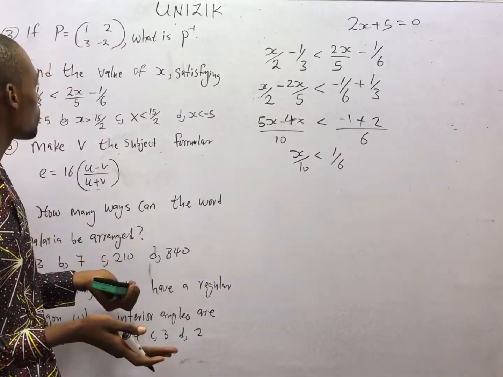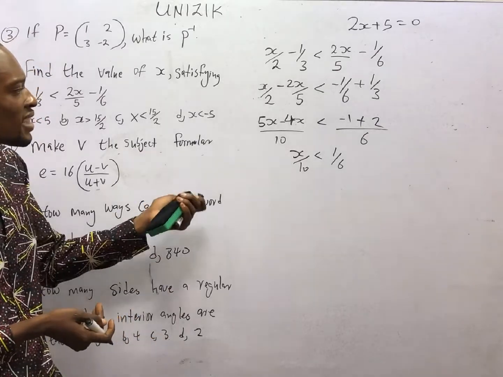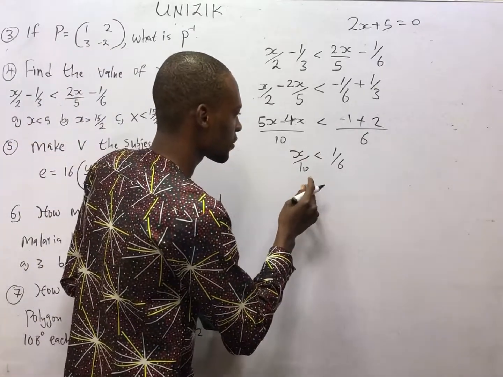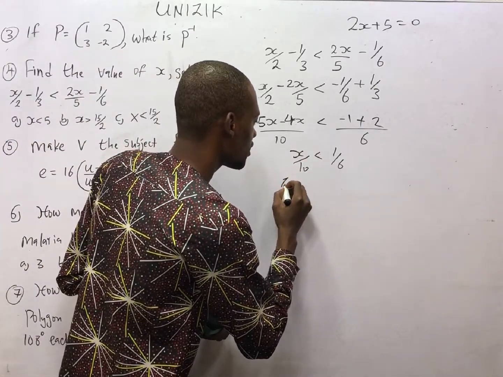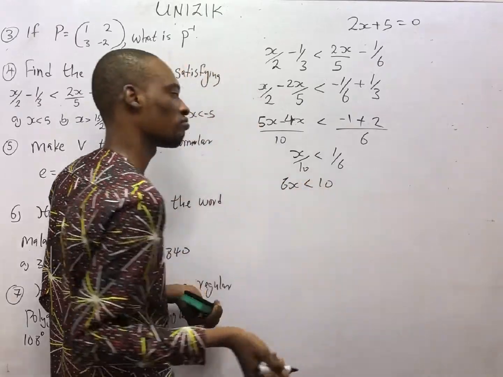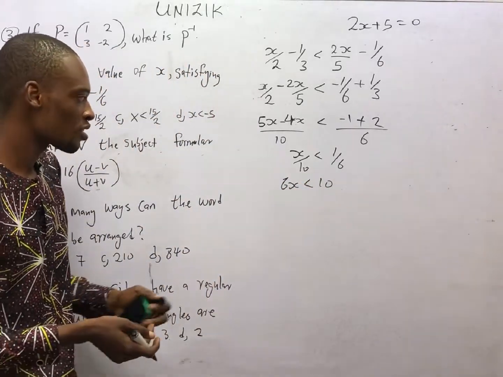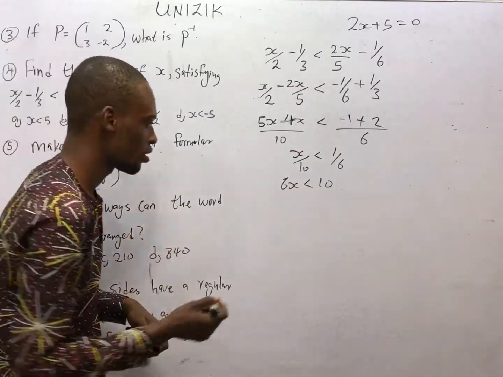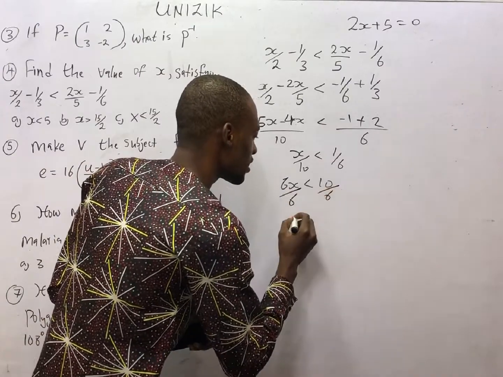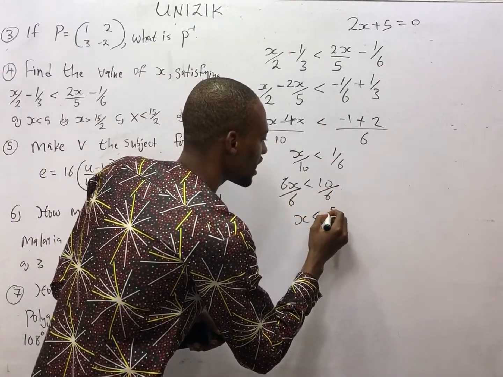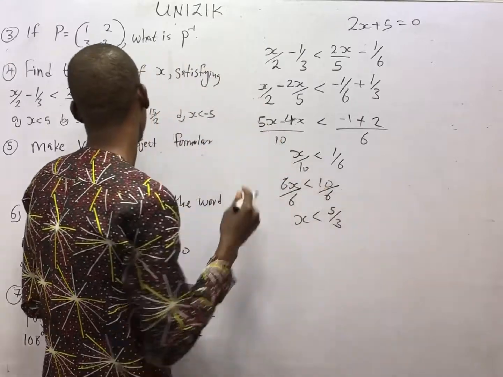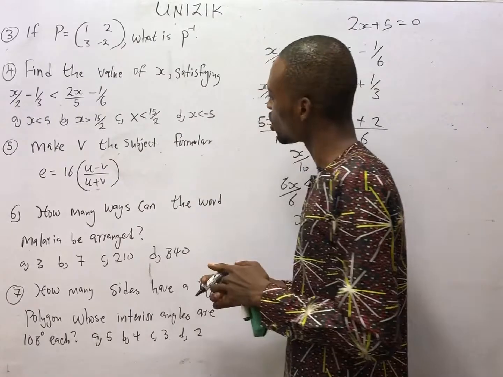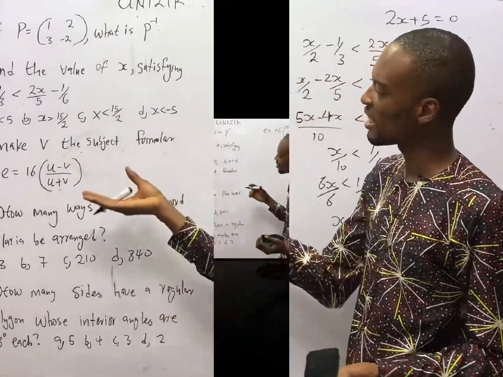So what do we do? If s over 10 is lesser than 1 over 6, this is the same thing as 6s is lesser than 10, cross multiplying. To get s, let's divide both sides by 6. So here divided by 6, here divided by 6. So s is lesser than 5 over 3. So that should be the solution to this inequality. So is that in the options? If it's not, they are wrong.